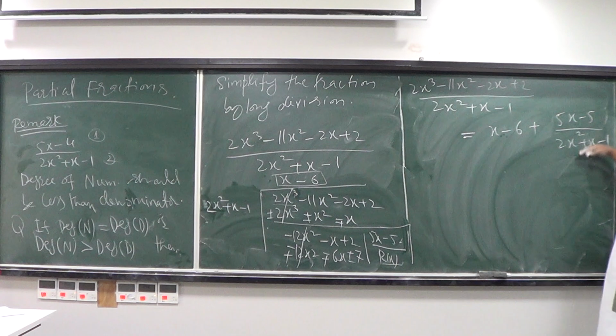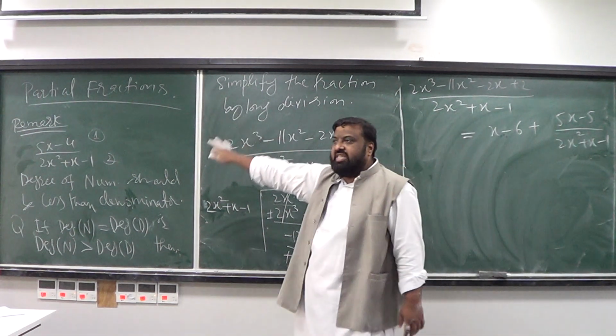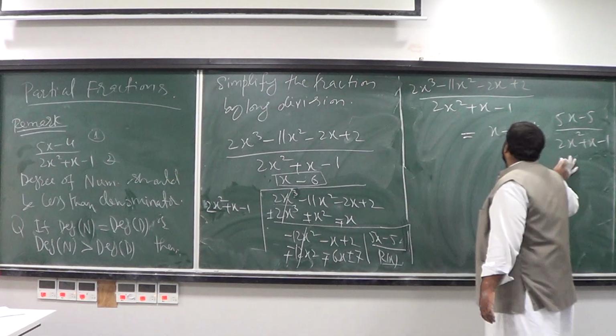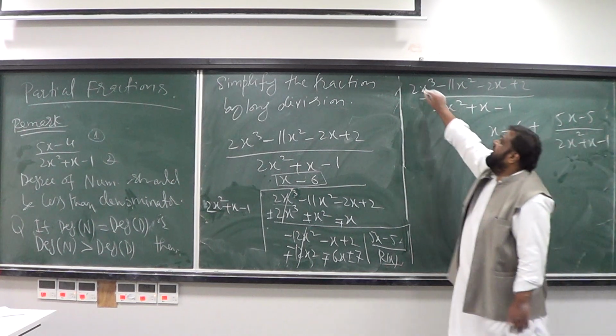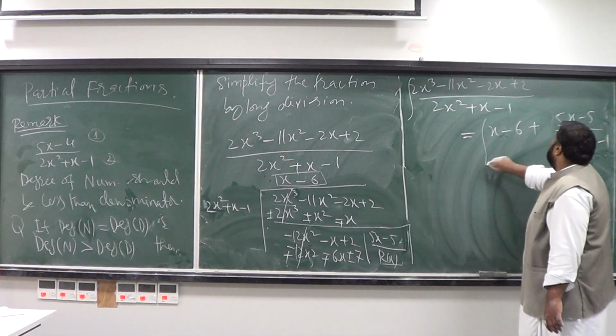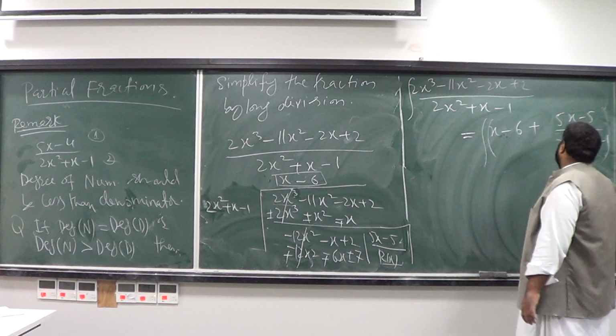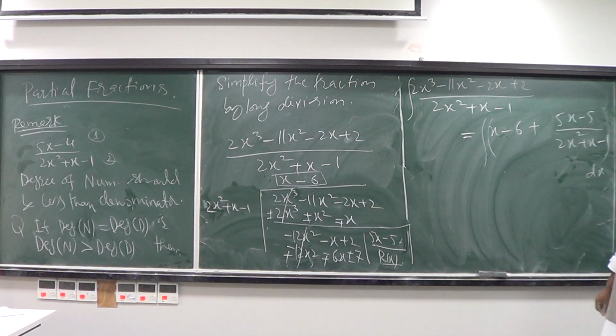Now what is the good thing with this expression? The degree of the numerator is smaller than the degree of the denominator. And once you have it, you can repeat the process that we did before and do the partial fraction of this expression. And once you are done with the partial fraction, if you want to integrate this, just integrate.